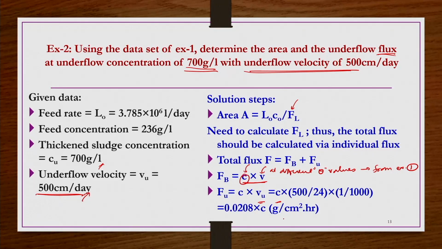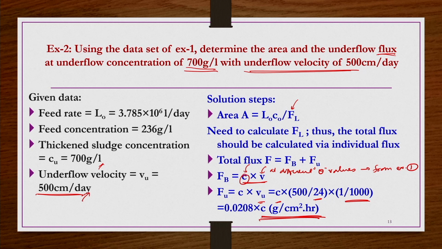Now, we wanted the flux in gram per centimeter square hour. For the liters, we have done 1 by 1000, so liters are converted into centimeter cube. And here VU is in centimeter per day, so we have divided by 24 so that it comes into centimeters per hour. Overall, these units are going to be gram per centimeter square hour.